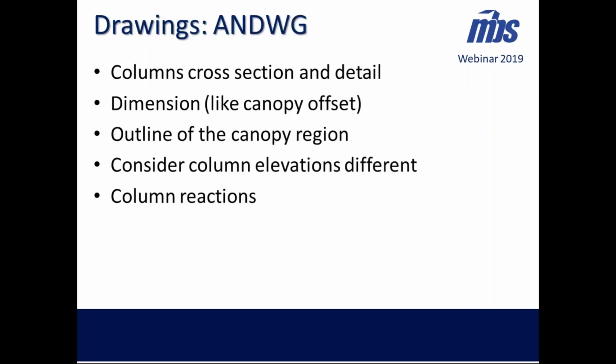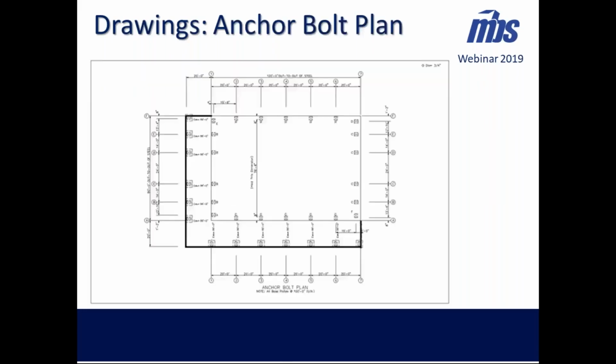Anchor drawing, we've had to make some changes. We draw the cross section of the column. We dimension it. We show the outline of the canopy region. And we consider column elevation if you've entered that and indicate that on your anchor drawings. And we have column reactions also.